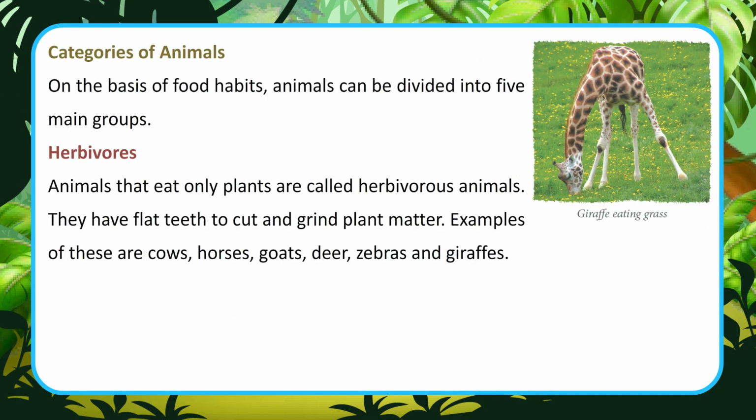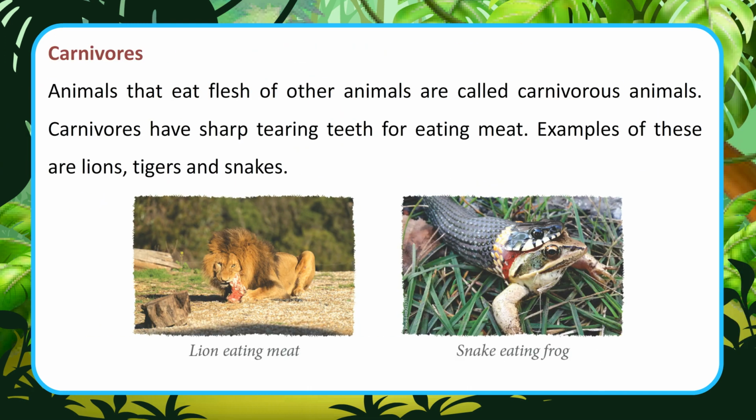Categories of animals. On the basis of food habits, animals can be divided into 5 main groups. Herbivores. Animals that eat only plants are called herbivorous animals. They have flat teeth to cut and grind plant matter. Examples of these are cows, horses, goats, deer, zebras and giraffes.